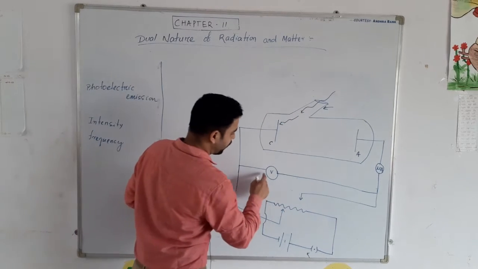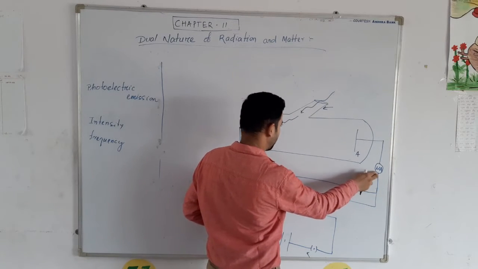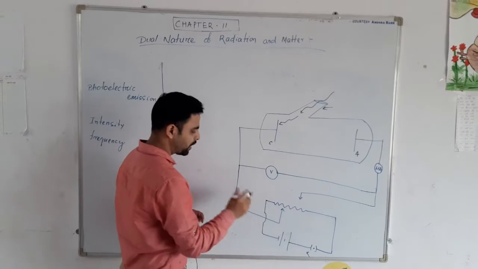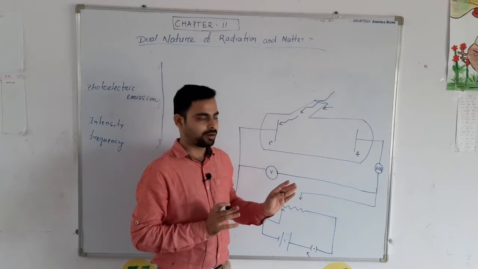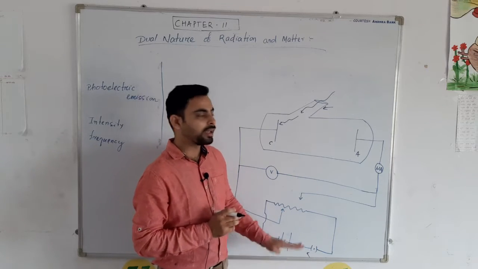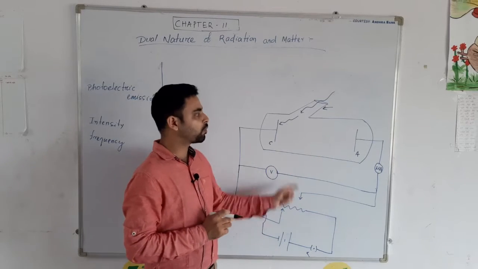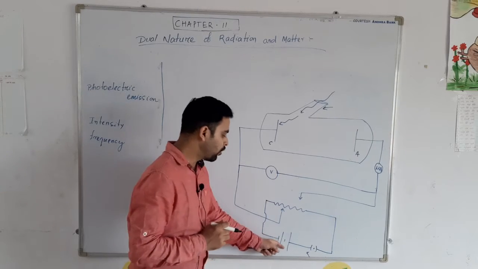And here a voltmeter is connected and a milliammeter is connected, and here we have given a battery. Here the work of the battery is not to provide current. It is not the source of current, but it helps the electrons to move. It supports the flow of current. It is not the source. It acts like a supportive agent.